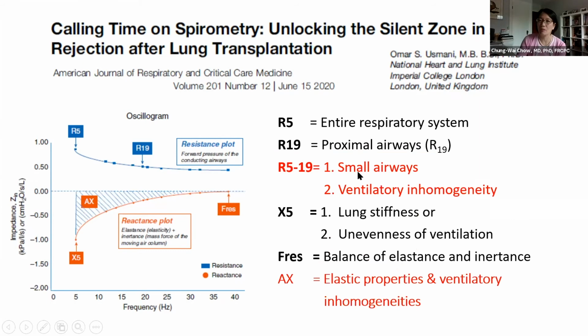It is a metric of small airway function, and so the more small airway obstruction there is, the higher the R5 to 19. It is also a measure of the inhomogeneity of ventilation in the lung periphery.